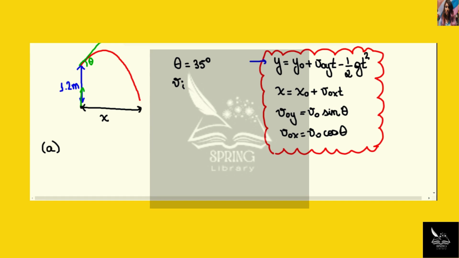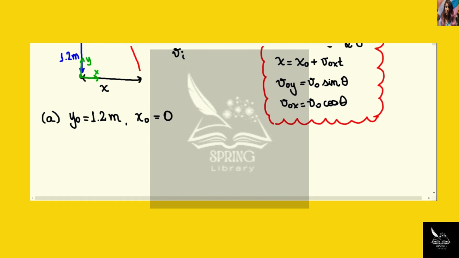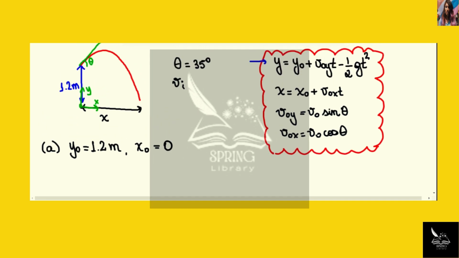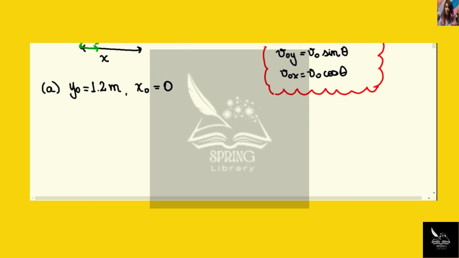I'm going to choose y to be pointing upwards and the x coordinate to be directed to the right, such that the origin is at the ground exactly below the point where the ball was thrown, such that y0 is equal to 1.2 meters and x0 is just 0. So what I'm going to do now is to calculate how much time it takes for the ball to reach the ground, and then I'm going to use this information to calculate the horizontal distance x.